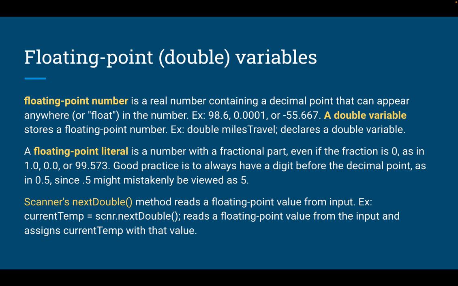All right, so example here, 98.6 or negative 55.667. These are all types of floats, and this is where the decimal point appears. A double variant stores the floating point number. A double miles traveled declares a double variant. So you have two types. You have floats and doubles that you would declare.